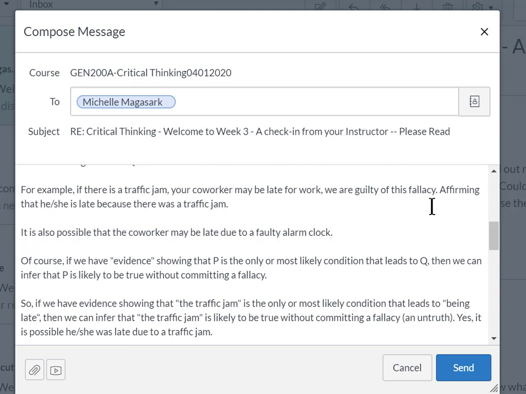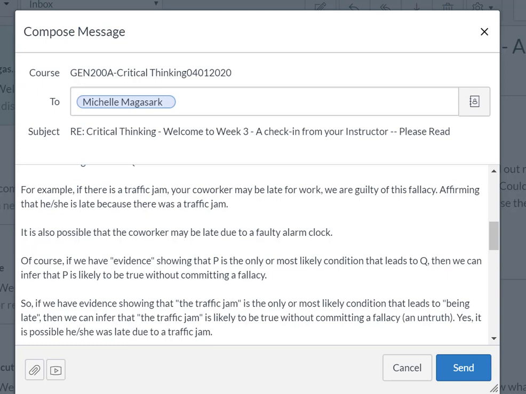We are guilty of this fallacy. Well, Susan is going to be late. She's not here yet. It's already 8:05. There was probably a traffic jam. She got on the interstate and didn't even check before, and now she's stuck in traffic. That is an assumption we're making. We're affirming that she or he is late because there's a traffic jam. Now, mind you, we haven't investigated. We have not called the person on their cell phone to see. We're making an assumption that this is the case.